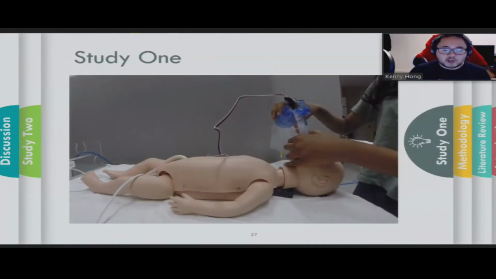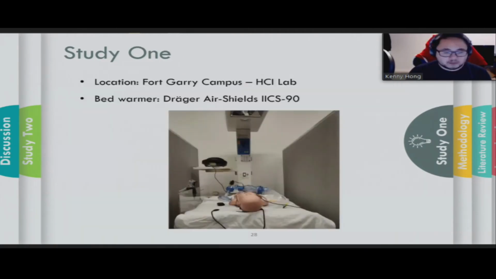Our first study was performed with non-healthcare professionals, and it was performed at our school's laboratory. The bed. We tried to simulate the environment as best as we could, and we were able to get a bed from the hospital itself, and that's how we started with the study.